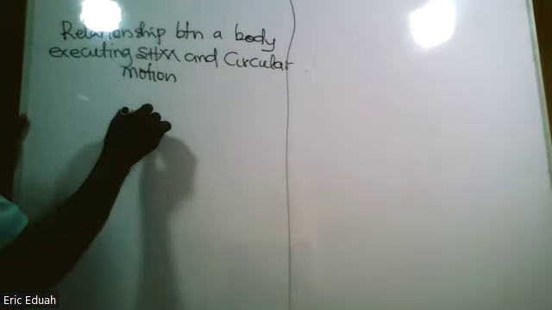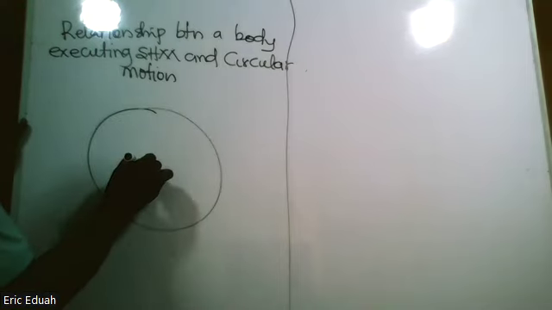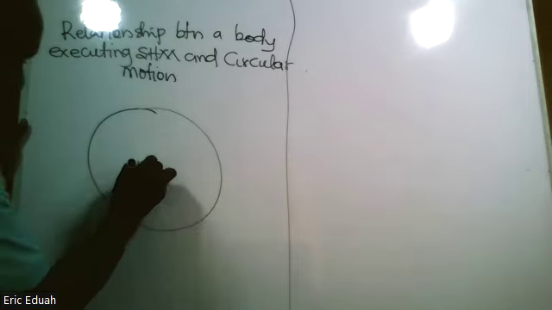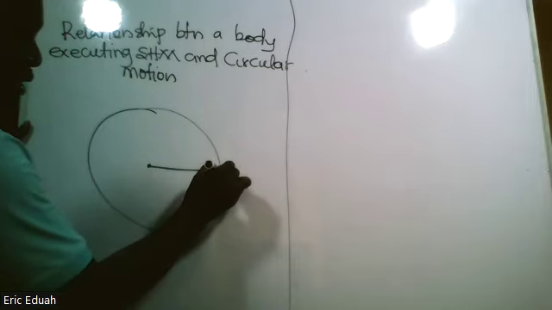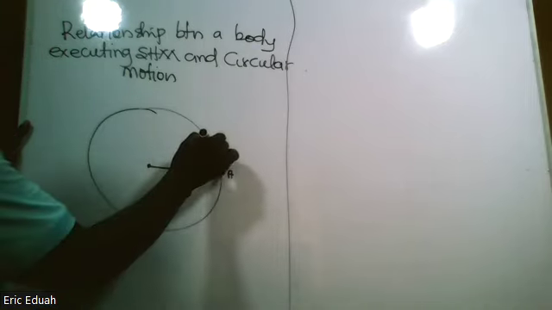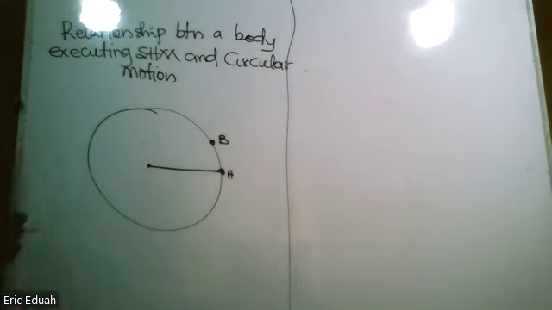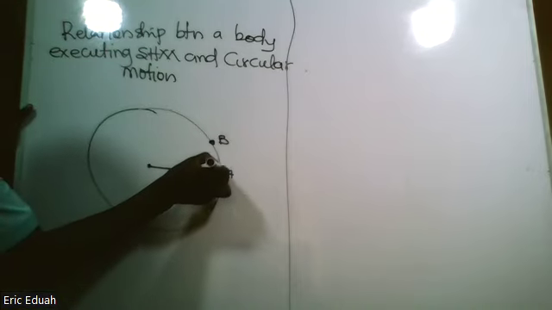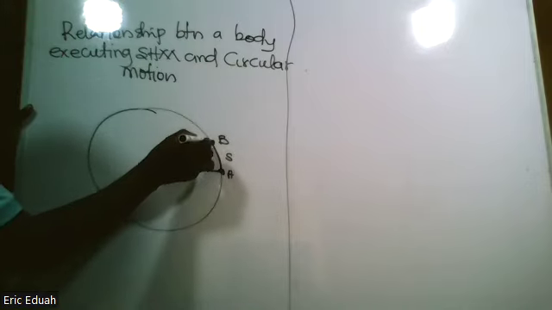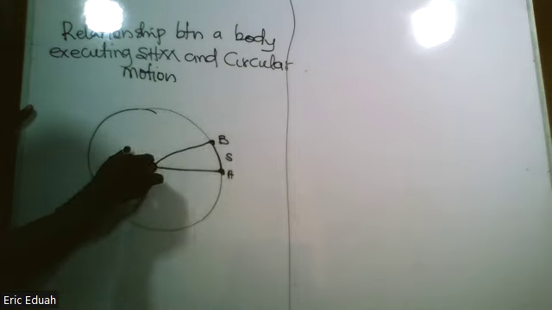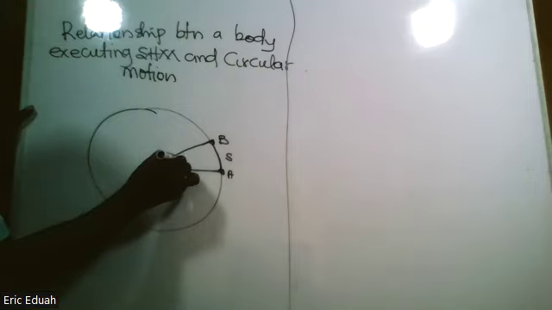So let's have, this is a body embarking on circular motion. This is the center of the circle. The body starts from a point A, then moves to a point B. And this is the linear displacement, S. Now this linear displacement is directly proportional to an angle described at the center. And this is the angular displacement theta.